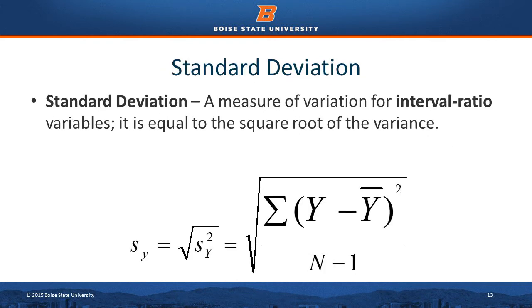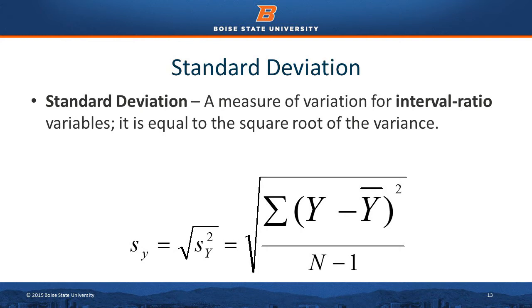A standard deviation is a measure of variation for interval ratio variables. It is equal to the square root of the variance. Remember, as I stated in the previous PowerPoint, it is important for you to know the variance as well as how to calculate it. The standard deviation is the square root of the sum of the squared deviations from the mean divided by the total number of cases or participants minus 1.